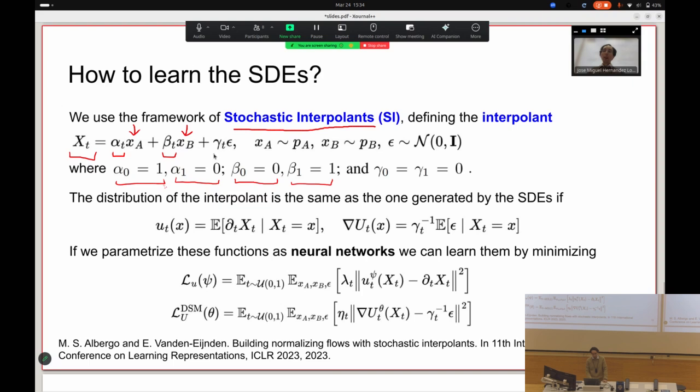We also add a little bit of Gaussian noise. This Gaussian noise is going to vanish at the boundaries, but it's going to be useful to estimate the gradient of the energy. The gradient of the energy is the score, and you can estimate that with score matching. Okay? The same as what you do in diffusion all the time, you can do it here as well.